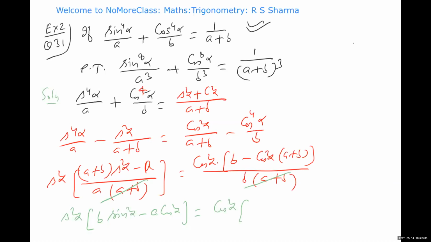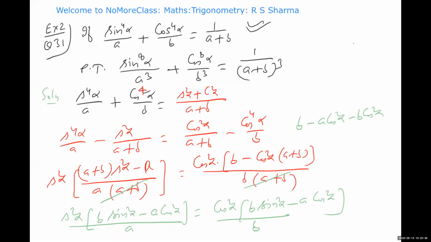Okay, a plus b will get cancelled. A will be left here, b will be left here. So b minus cos square alpha. So this is b minus a cos square alpha minus b cos square alpha. So this you can take b outside. 1 minus cos square alpha is sin square alpha. So b sin square alpha minus a cos square alpha.